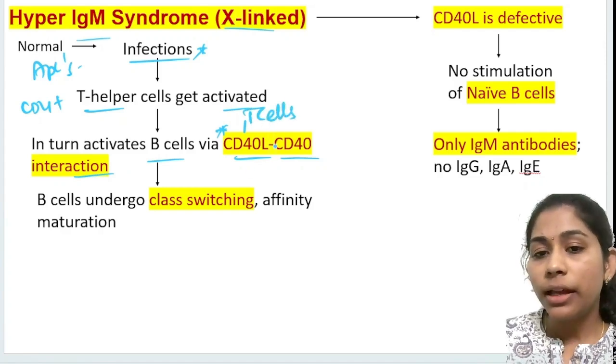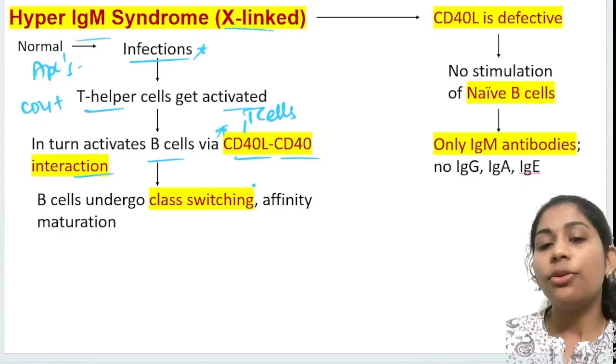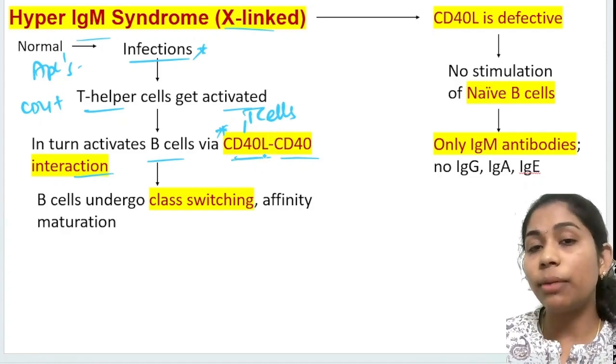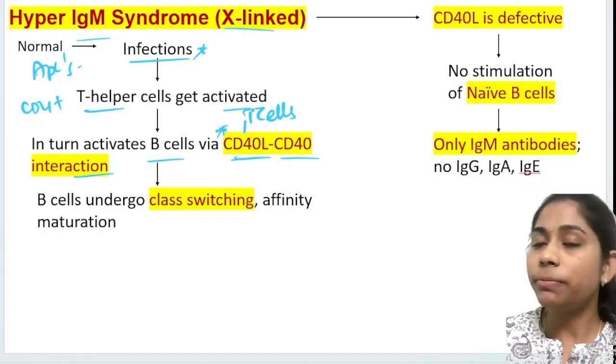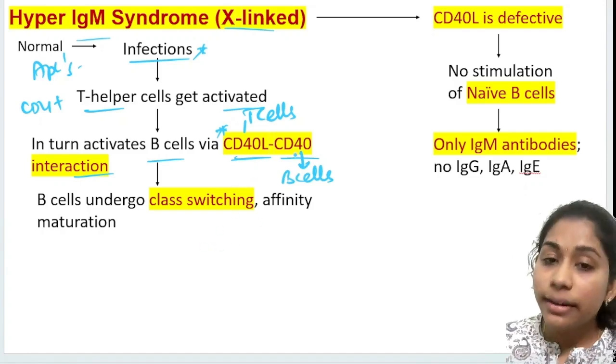Okay, I used to remember it like this: more L is there. So T cells are dominant, they need more, they have extra powers, right? So they have the CD40 ligand. L is the extra letter there. So CD40 ligand is present on the T cells, okay, and CD40 is present on the B cells, okay. So this interaction is important.